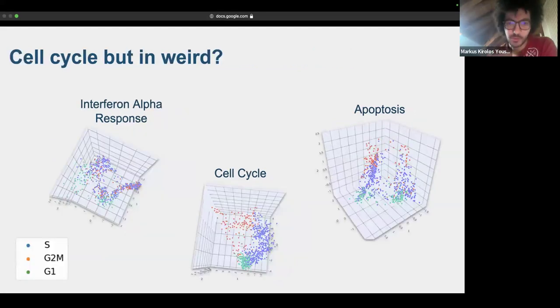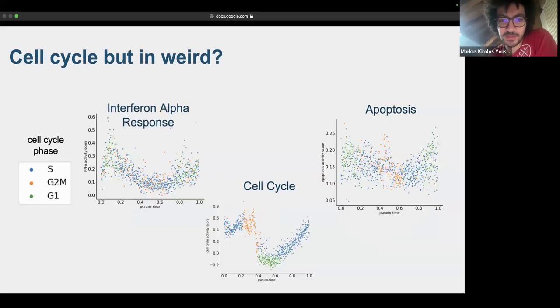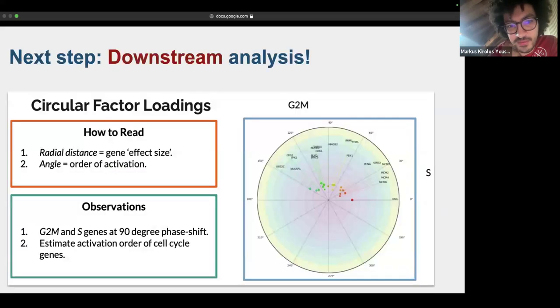Then one thing we could ask biologically is if the topological cycle that we see is just the cell cycle, but weirdly projected into a different space. If we assign the cell cycle phases, then we see that the cell cycle phases are nicely in line with the cell cycle pseudotime. We see a little bit of clustering here in the apoptosis one, but this interferon alpha response, we really think it's a different cycle other than the cell cycle.